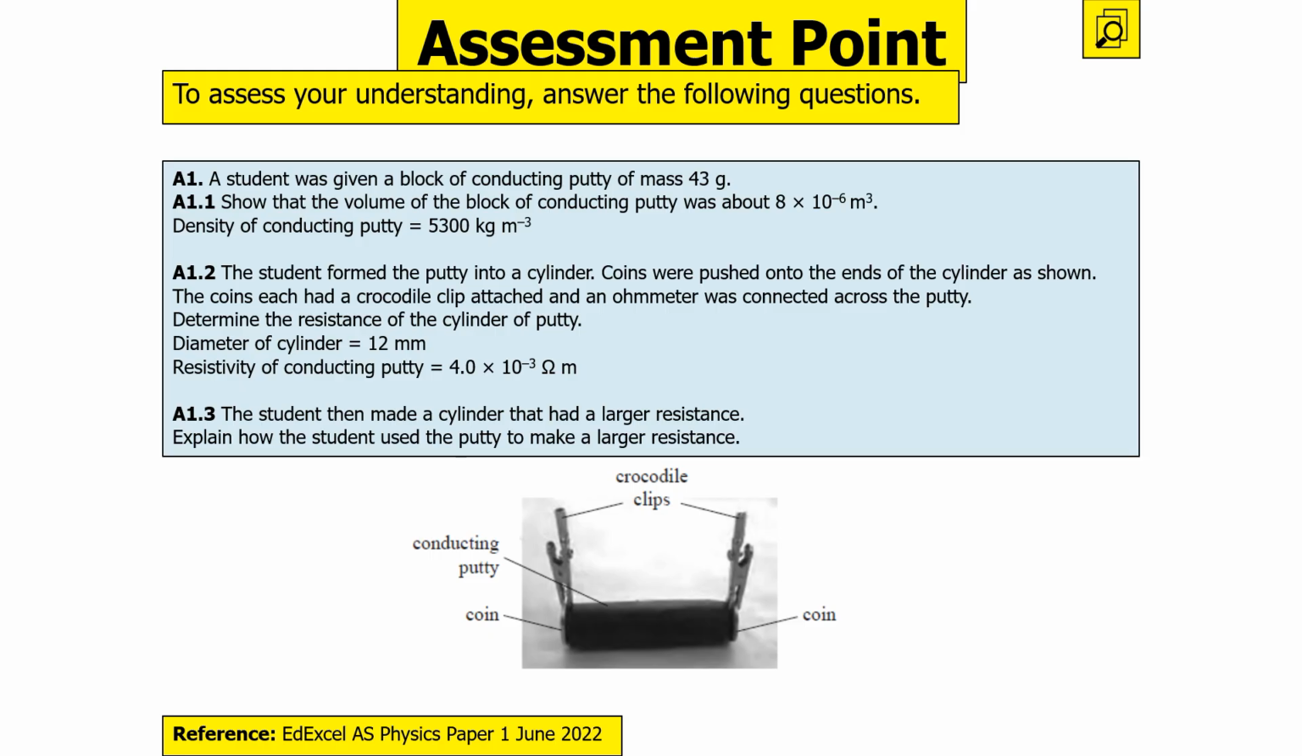So the diameter of the cylinder is 12 millimeters. The resistivity of the conducting putty is 4 times 10 to the minus 3 ohm meters. And then the student then made a cylinder that had a large resistance. How could the student use the putty to make a larger resistance? So pause the video now, then unpause the video when you want to go through your answer.